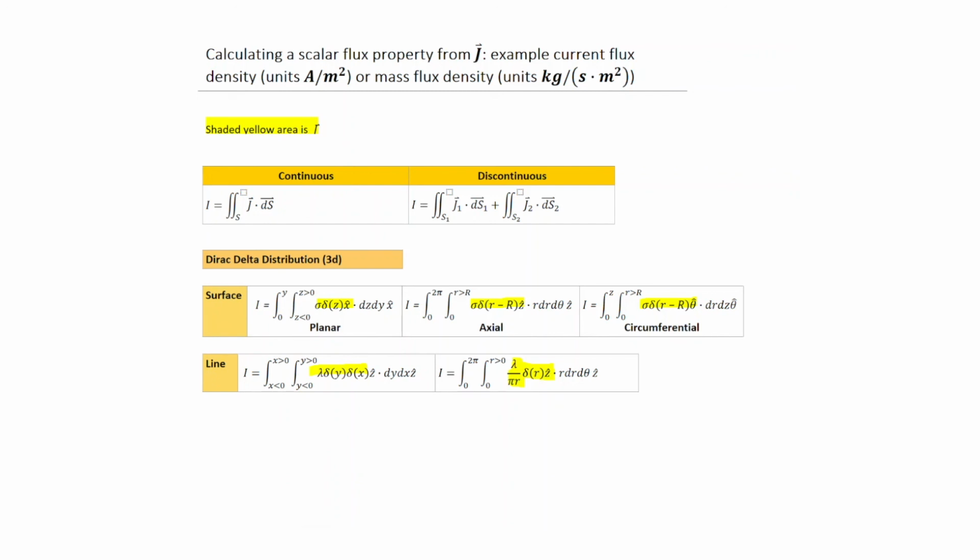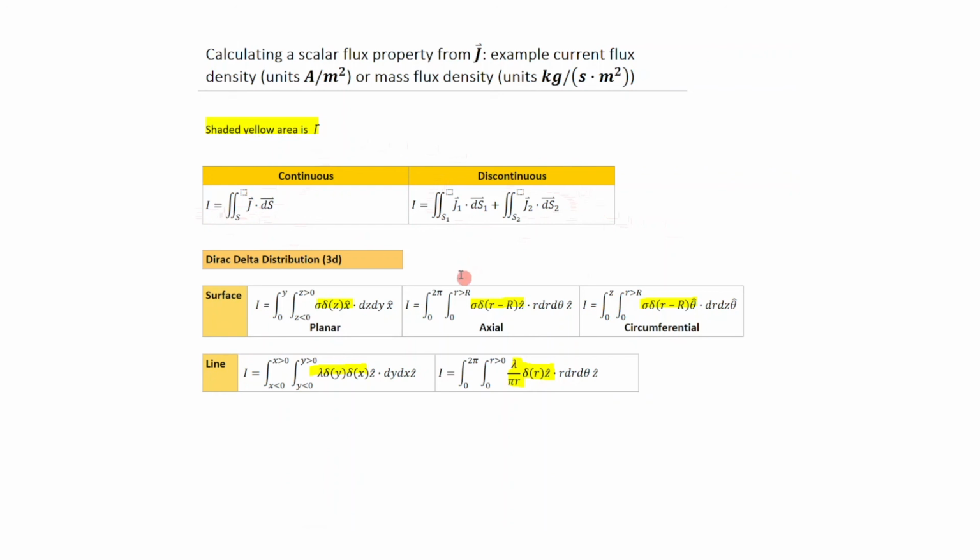So let's look at the specific scenarios that we'll be considering. The shaded yellow area is in fact the flux density vector J. And so we have a number of cases to consider. The continuous case for computing the current flux, which would be I, we're just integrating J dot dS over the surface of interest. If it's discontinuous, you have to look at it as a piecewise continuous system. So this would be for one of the regions which is continuous, and this would be for the other region that's continuous if there's a discontinuity between these two regions. If there's a third discontinuity, then there'd be a third integral.